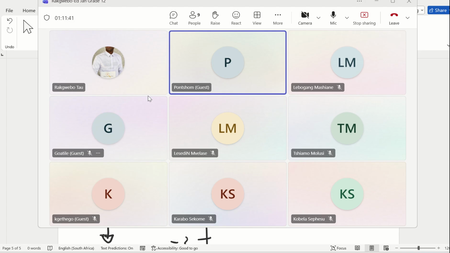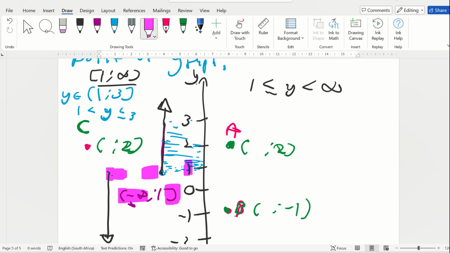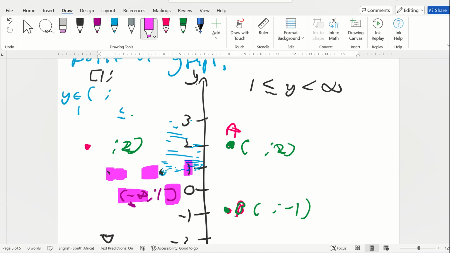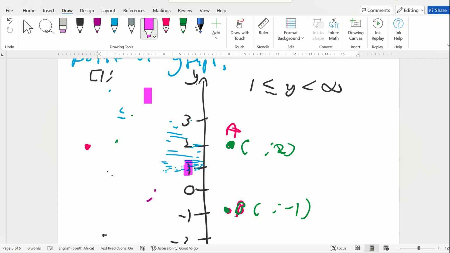All right, all right. Then, okay, let me explain infinity again. Do you understand positive infinity? Let me explain it again.